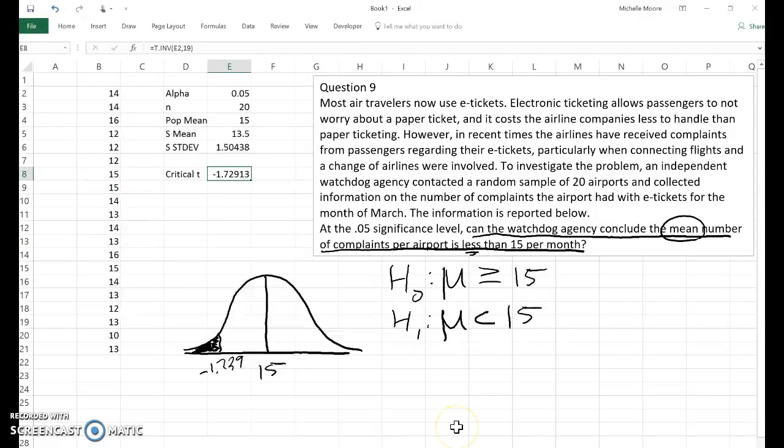The equation we're going to use, let me write it over here off to the side, is t equals our sample mean minus our population mean over sample standard deviation over the square root of n. It's almost identical to the z equation, except that we substitute sigma for s because we're dealing with the sample instead of the population.